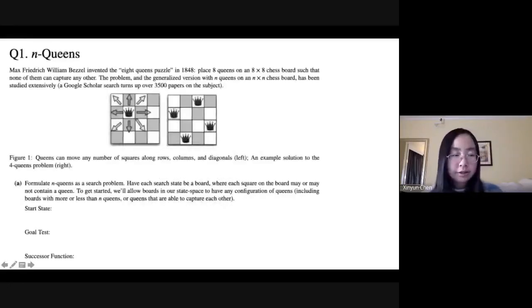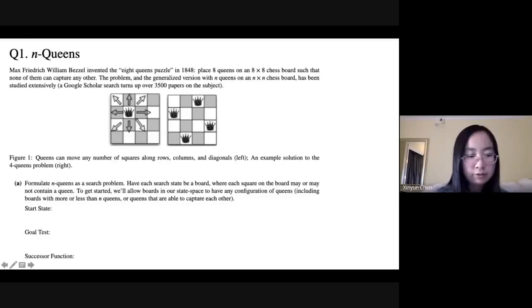So let's get started. For this week, we will mainly discuss questions related to search. This includes how to formulate a problem into a search problem, and also some basic search algorithms. So let's look at the first problem first. It is about N queens. N queens is a pretty classic search problem.